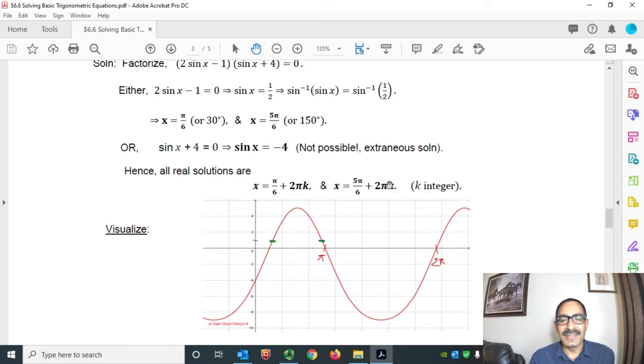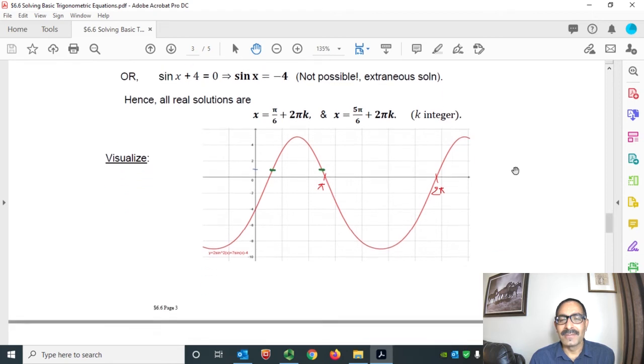But this answer gives me all possible solutions. That means this sine curve goes like this, similar to this side, and this straight line at y equals 1/2 intersects at many points. These are given by this, depending on this k here. I hope this makes sense to you all. Now let's move on.